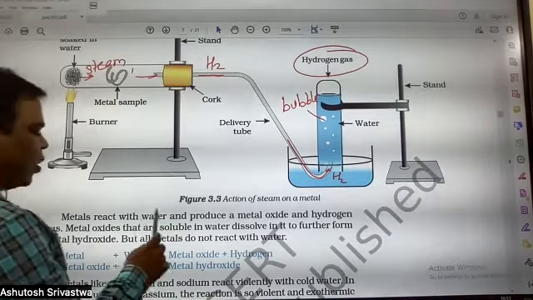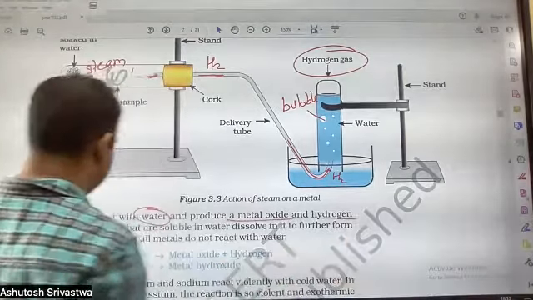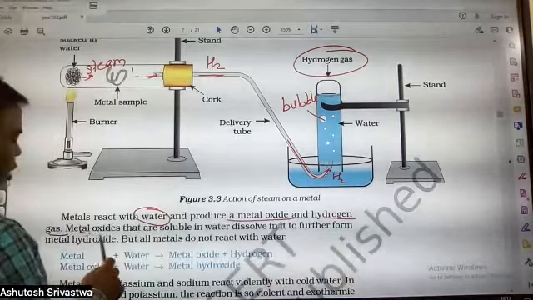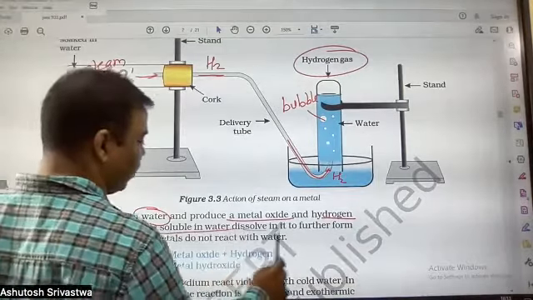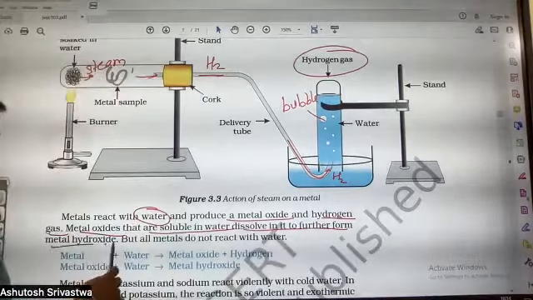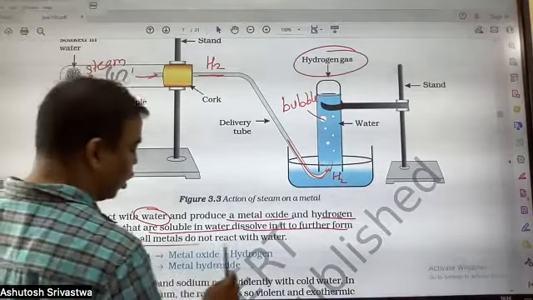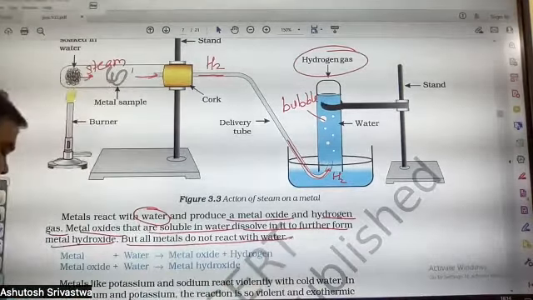So metal reacts with water to produce metal oxide and hydrogen gas. Metal oxide that is soluble in water dissolves in it and further forms metal hydroxide. But all metals do not react with water. This we have already seen.